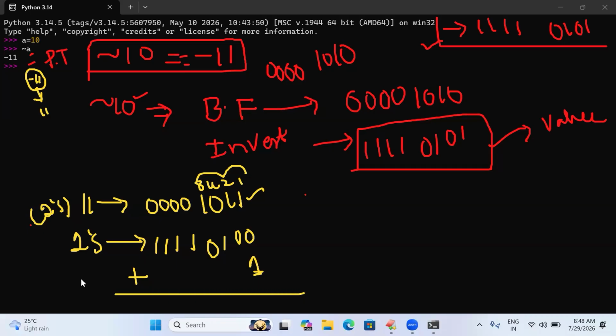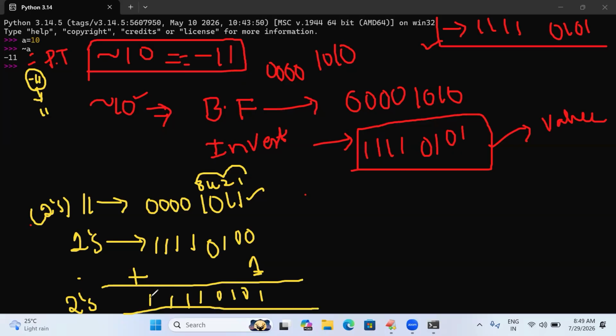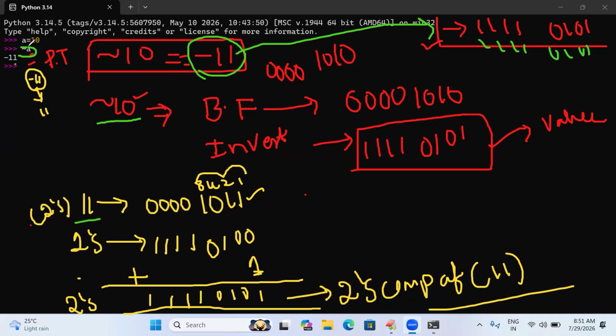So if I add plus 1, the 2's complement of 11 is going to come, right? So see here, 0 plus 1, the output is going to be 1, right? So the remaining are all the same, 0, 1, 0, 1, 1, 1 and 1. So what is this? This is a 2's complement. So the 2's complement of positive 11 is 1, 1, 1, 1, 0, 1, 0, 1, right? When we do negation here, the output is minus 7, right?